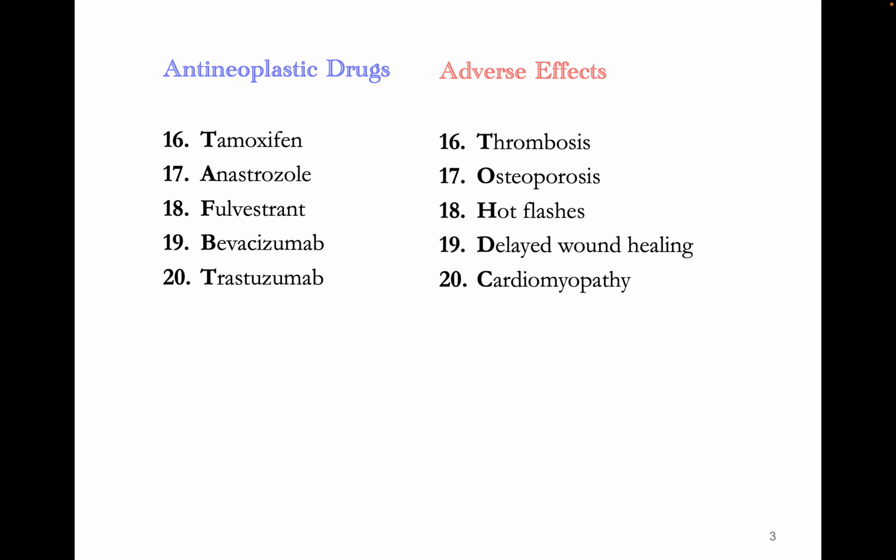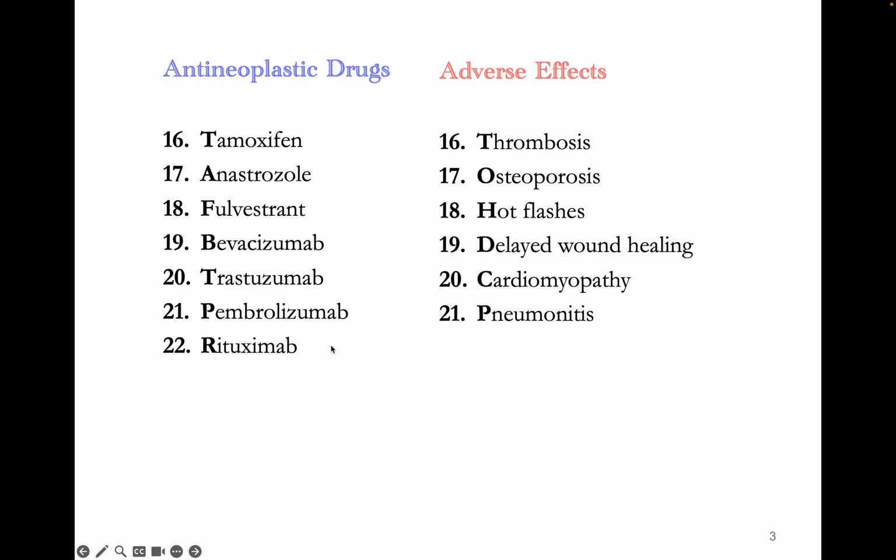cardiomyocyte related adverse effects. The next drug, Pembrolizumab, is an immune checkpoint inhibitor. This has a classic drug-induced lung disease, pneumonitis. Very unique and it can be life-threatening. Then the next one is Rituximab. It is CD20 inhibitor in the lymphocytes.